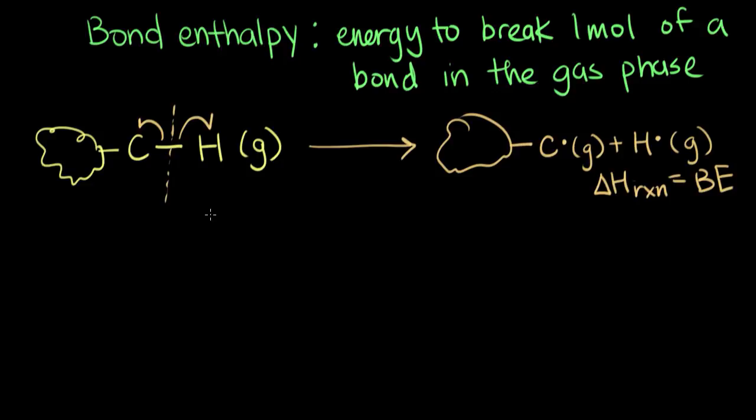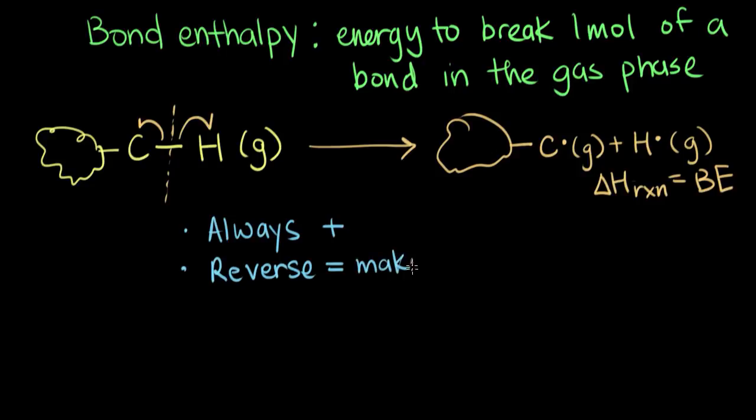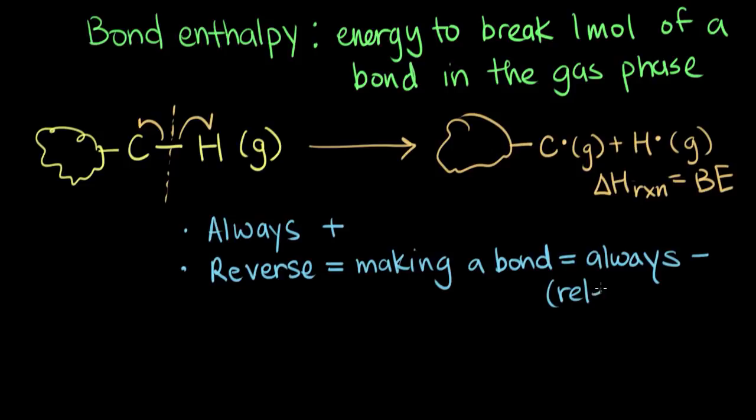So the delta H of this reaction is the bond enthalpy, which I will abbreviate as BE. Some important things to remember about bond enthalpy are that bond enthalpy is always positive. So it's always going to take energy. You're always going to have to add energy to break a bond. If we take the reverse of the bond enthalpy, another way to think about this is to flip this reaction. If we take the reverse of this reaction, that means we're making a bond. And since we know that breaking a bond always takes energy, that means making a bond always releases energy. So it will always be negative to make a bond. And that's another way of saying it will always release energy.